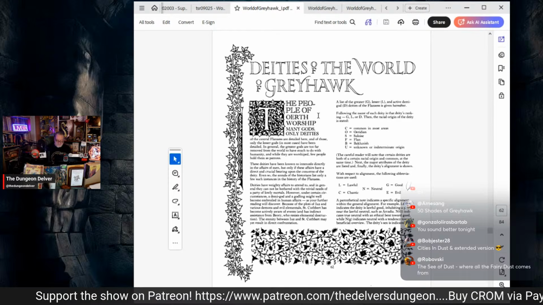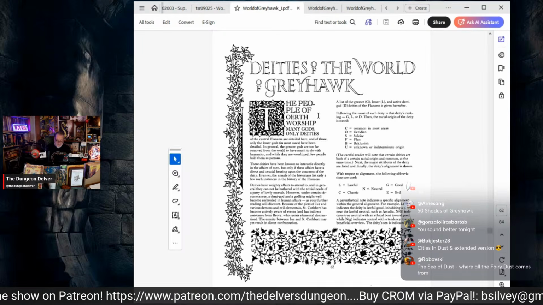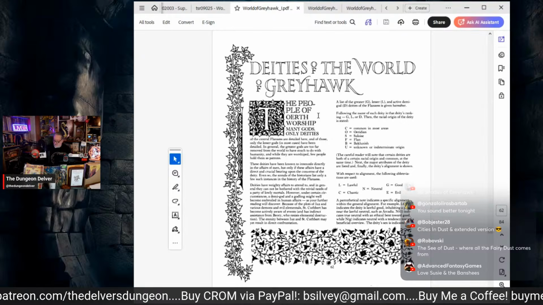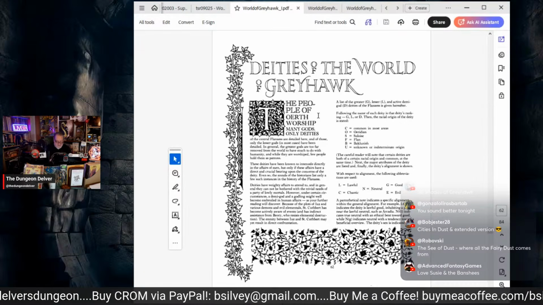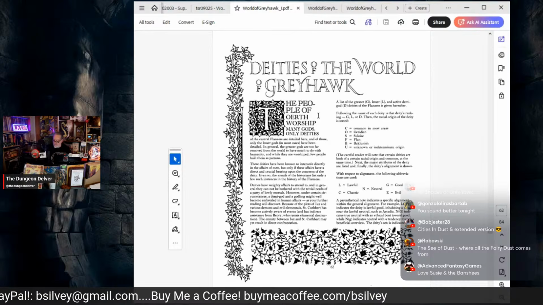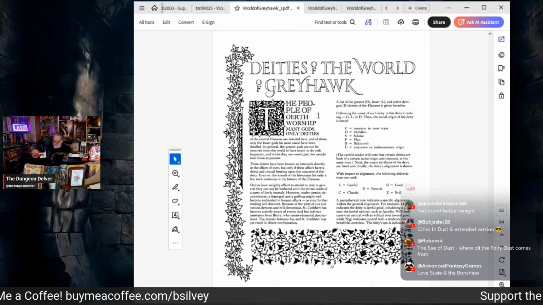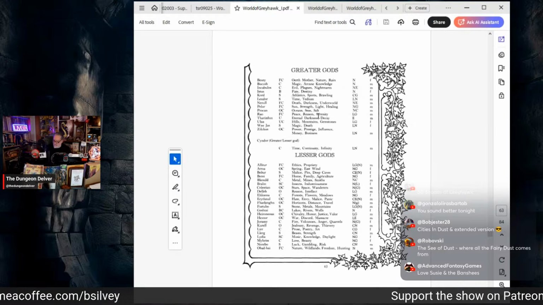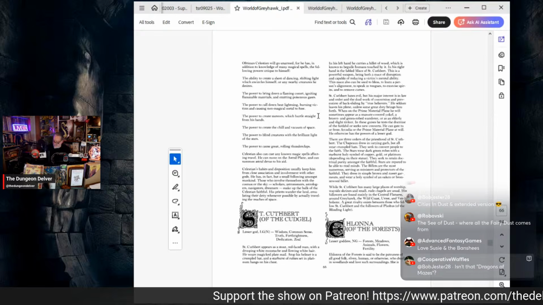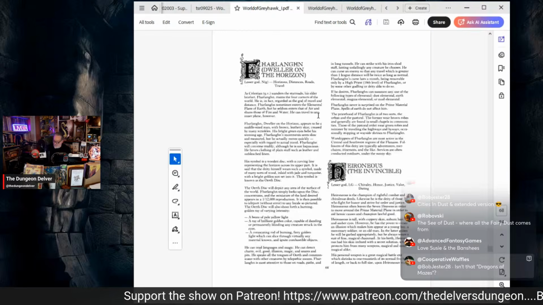But this is important because now we get into some numbers, the deities of the world of Greyhawk, the greater gods, the lesser gods, the demigods, who they are and what they are.